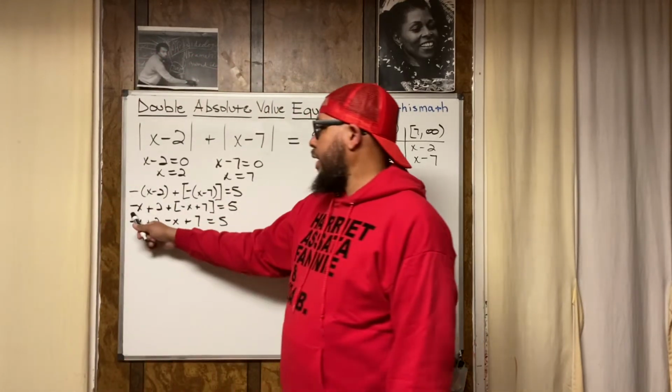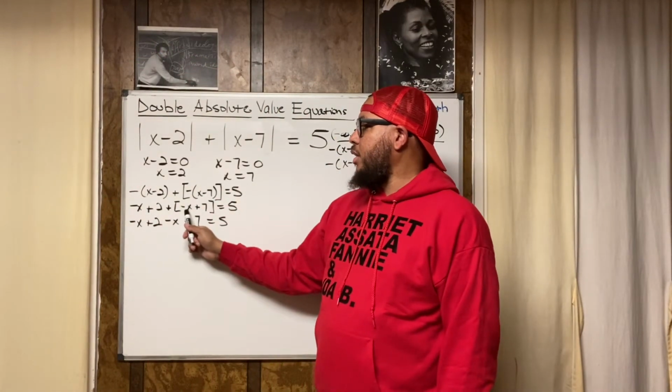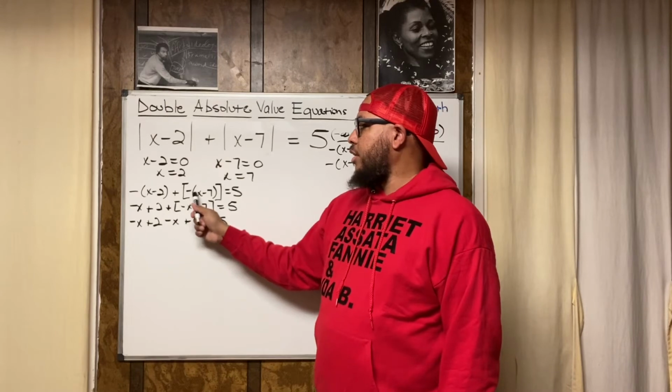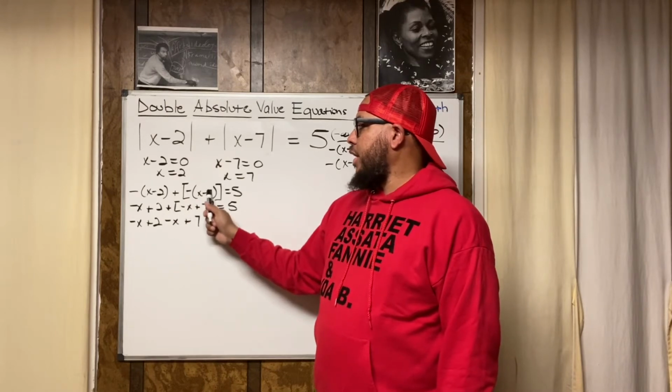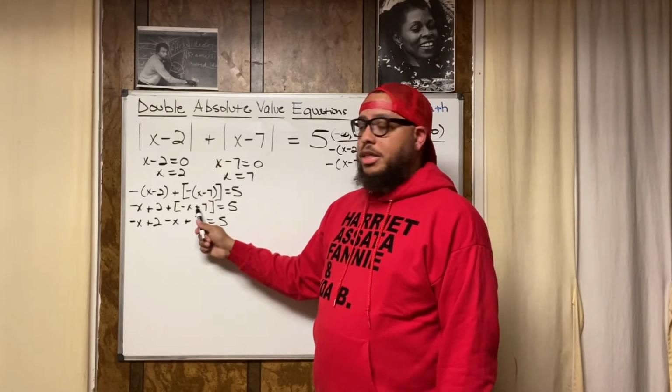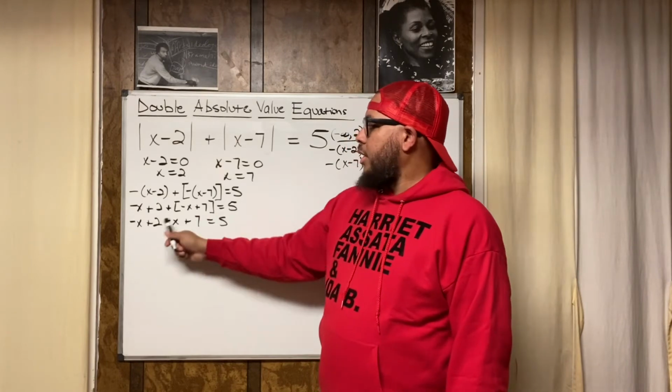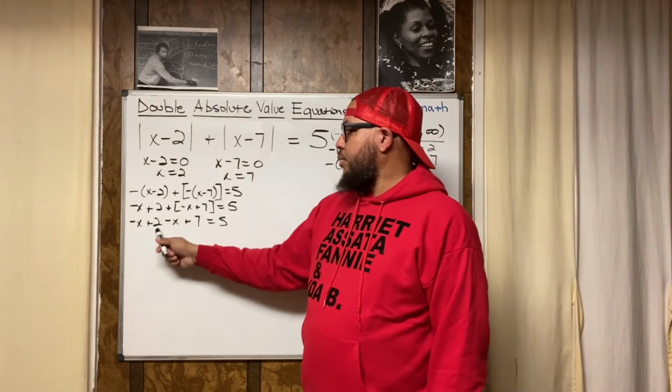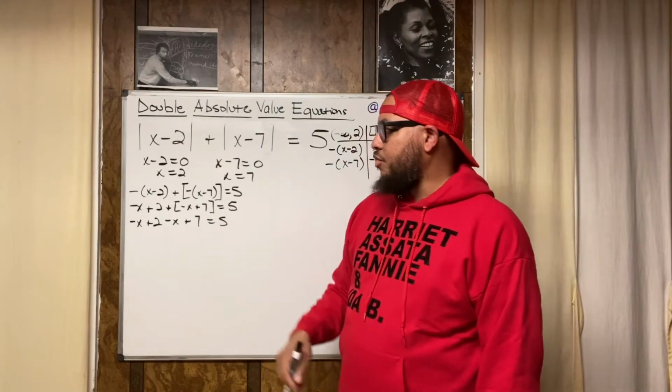So look what I got here. Negative x plus 2 plus the quantity negative x plus 7, because that's negative x, and that's a double negative, negative 7, which gives you plus 7, and equals 5. And then I drop the bracket, so now I got negative x plus 2 minus x plus 7 equals 5.